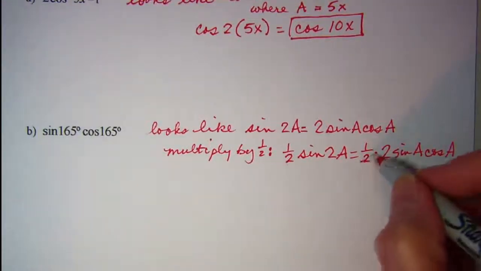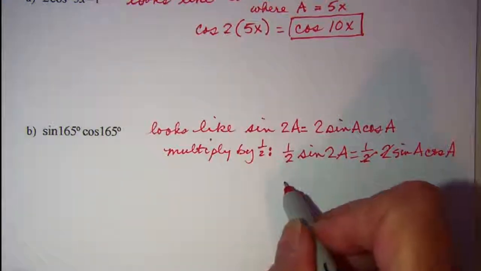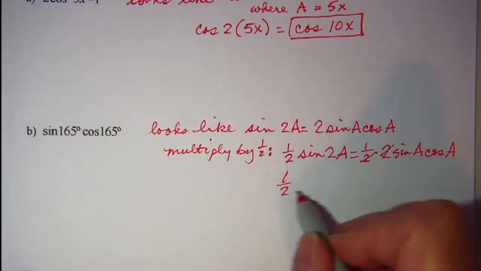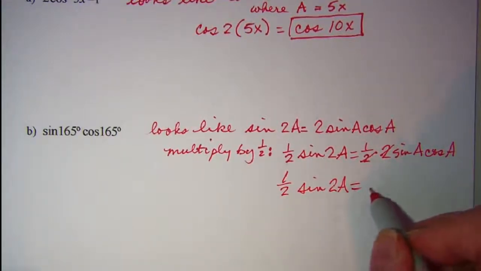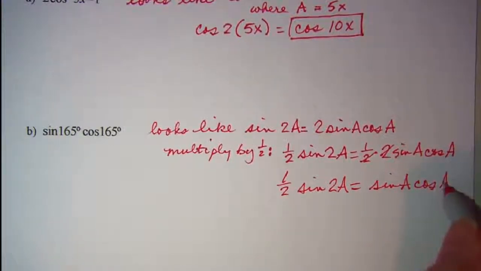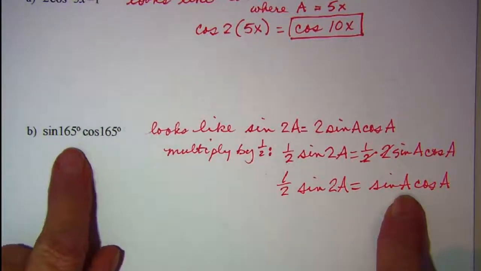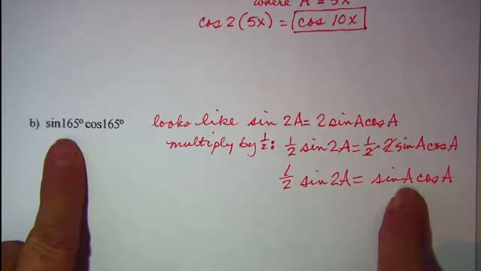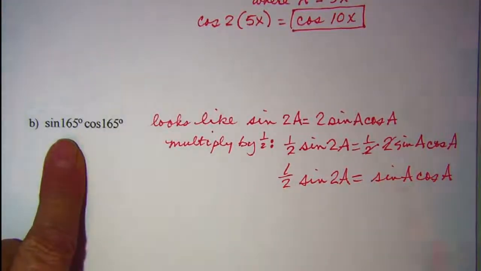Well, these cancel, and now I have 1/2 sine 2a equals sine a cosine a, and I want to compare this right side with the expression that we're given. And it looks like a is going to be 165 degrees.